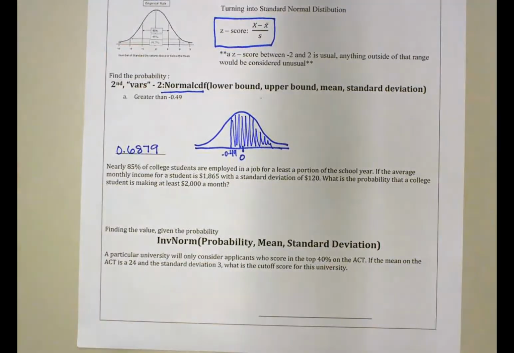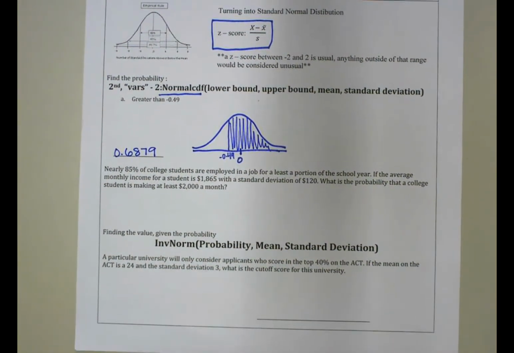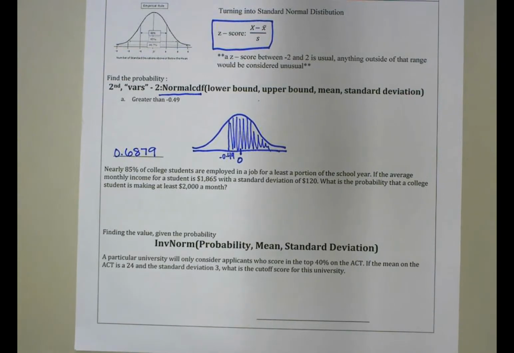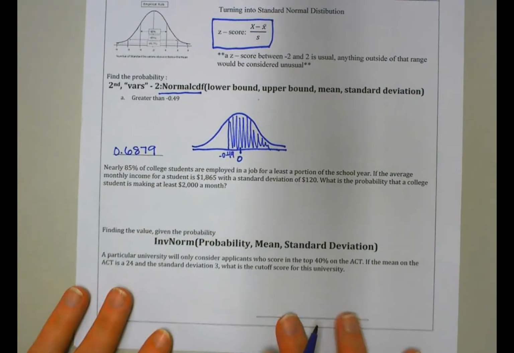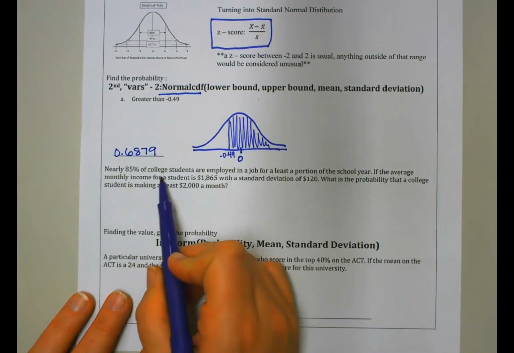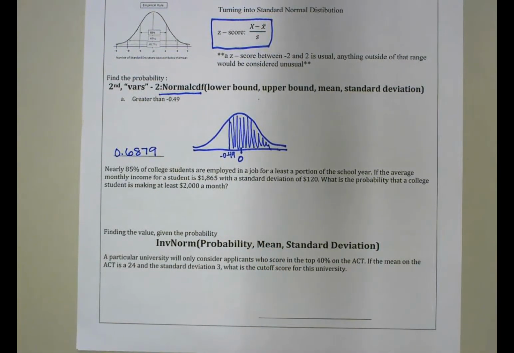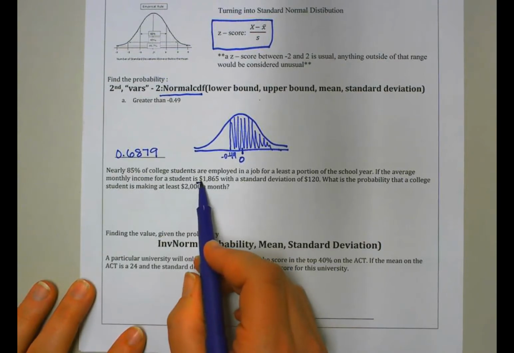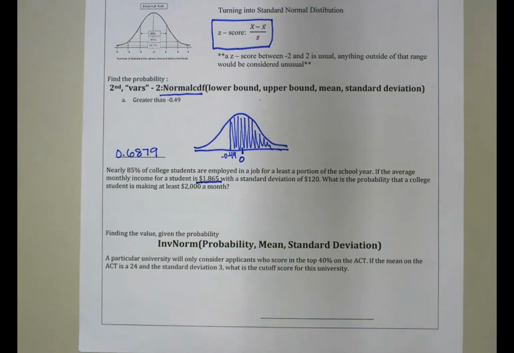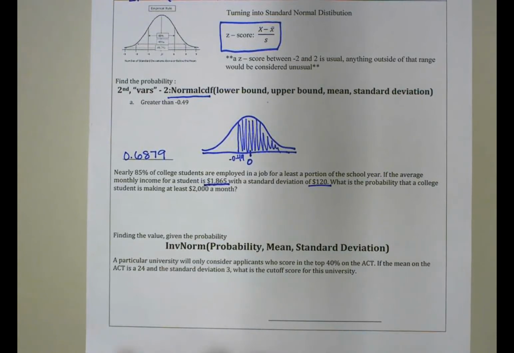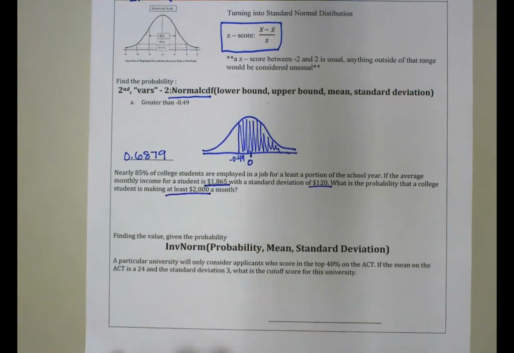So we did a lot with when it was in standard normal form with our mean of 0, standard deviation of 1, but we also did ones where it was in a context of a problem. So nearly 85% of college students are employed in a job for at least a portion of the school year if the average monthly income was $1,865, the standard deviation of 120. What is the probability that a student is making at least $2,000 a month?